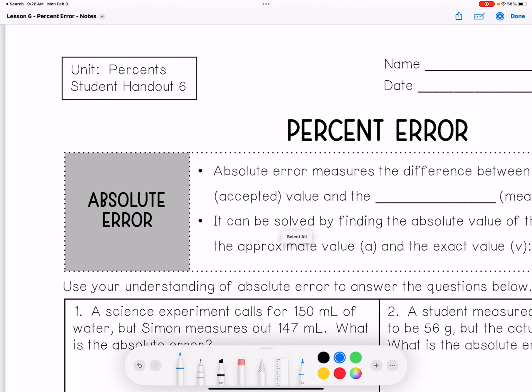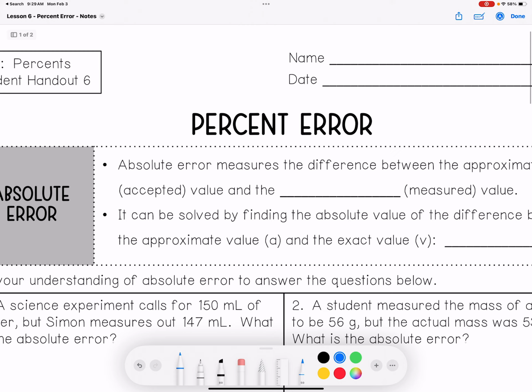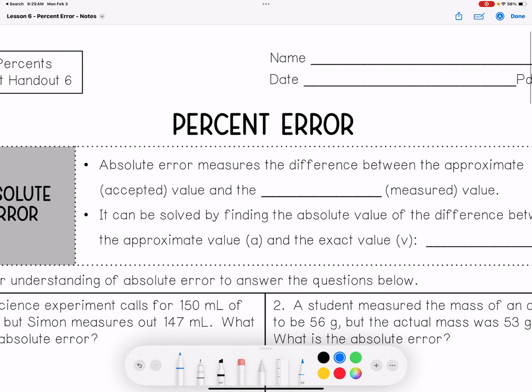All right, welcome in. Unit percent, student handout 6. So there's 7 student handouts. This is the second to last one. This is percent error. Today, we're going to name that tune.